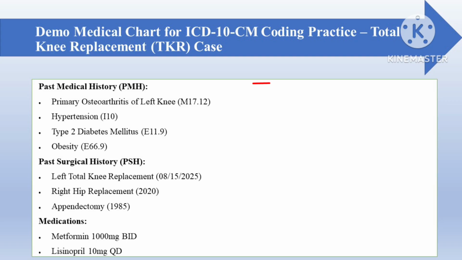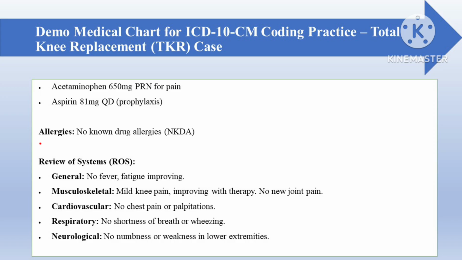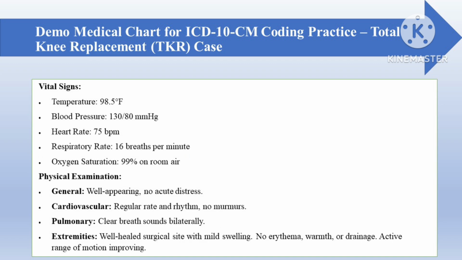Next, we need to check the past medical history for additional diagnoses, past surgical history for any status code, and also check the current prescribed medications. Note if the patient has any drug allergy, as we will need that for OASIS purposes. Then check the review of systems. We will have vital signs and physical examination after that. Check those carefully, because sometimes we get diagnosis info in the examination. Also we'll get the status of the wound if any, like here we can see a well-healed surgical site with mild swelling noted under extremities, so now we can show there is no surgical wound complication.